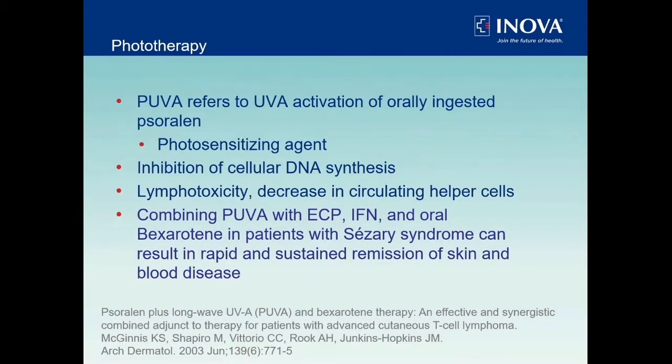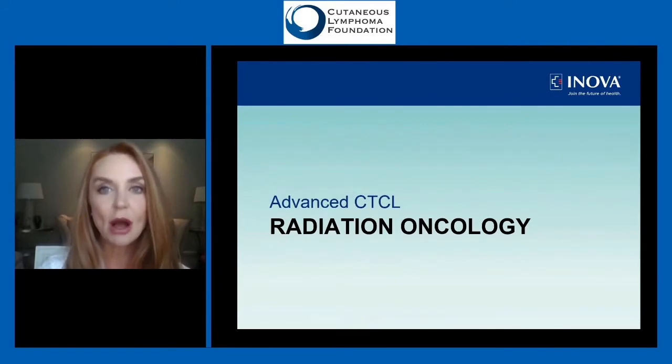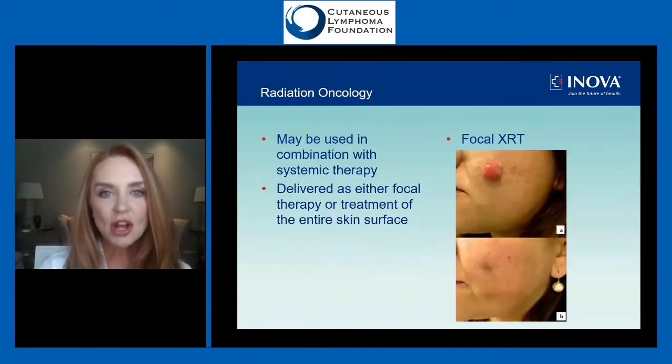PUVA, this is UVA, so a different wavelength of light, combined with something called psoralen, the silent P, hence the name PUVA. And psoralen is a photosensitizing agent. So basically, it works its way into the abnormal lymphocytes and makes them much more sensitive to killing by the ultraviolet type A wavelengths of light. This is something that's combined often with things like photophoresis, interferon, oral retinoids, etc., for advanced disease where we need a combination approach.